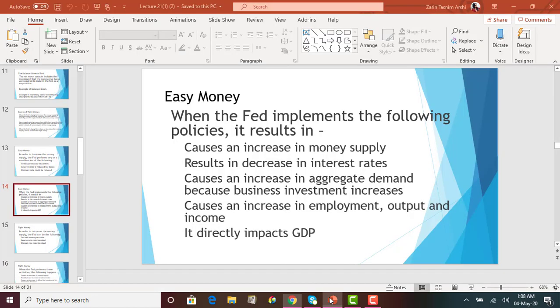So what happens when interest rate goes down? Businesses see, oh, interest rates are down, we can take more loans now and we can make more investments. So as a result of this, business investments will go up. As business investments go up, what will happen? When businesses increase their production, they will hire more people and more people will get their income, and as a result their aggregate demand or consumption will go up. So aggregate demand will also go up. As aggregate demand goes up, it creates more employment, output goes up and income goes up. So it directly impacts GDP. Okay, so that's how easy monetary policy works.